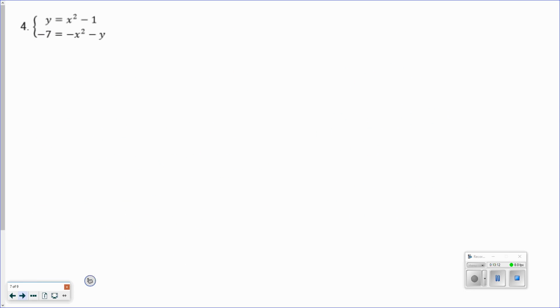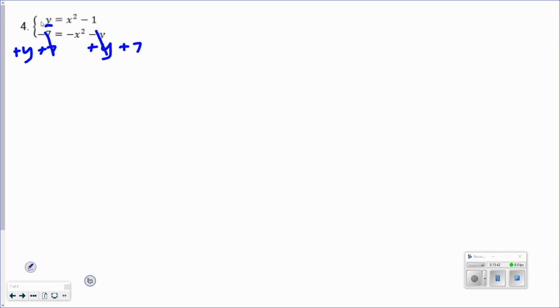First one, y is already by itself, so I'm just going to make the second equation equal y. So I'm going to add y to both sides, and I'm going to add 7 to both sides. So the 7's over here are going to cancel, the y's over here are going to cancel, so I have y, because I added it to both sides, equals negative x squared plus 7, because the y's over there are gone. Now, I'm going to substitute x squared minus 1, where I see y in the second equation.